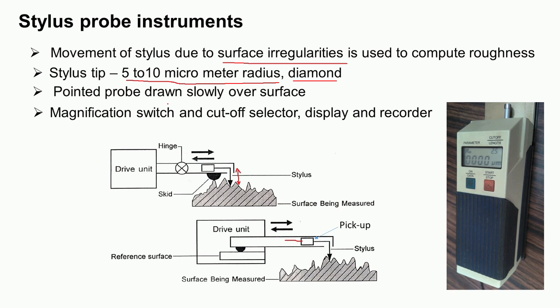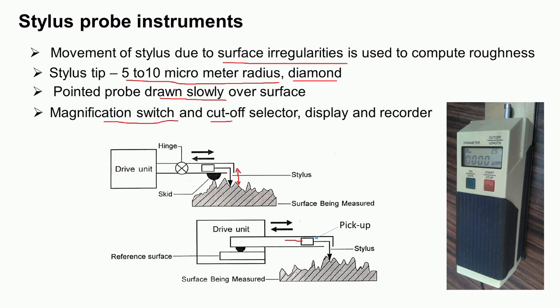Now the pointed probe is drawn slowly over the surface. The probe is made to move at a particular slow speed, and then due to the variations the stylus will move, and the signal is digitized and sent to the computer for analysis purposes. In commercially available instruments, there are magnification switches depending upon the surface, whether it is a rough turned surface or shaped surface or milled surface or ground surface or lapped surface. Depending upon the machining process used, the magnification can be selected. For a lapped surface, very high magnification is used, whereas for a rough turned surface, very low magnification is enough.